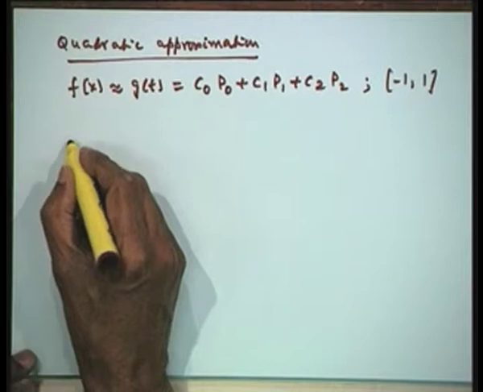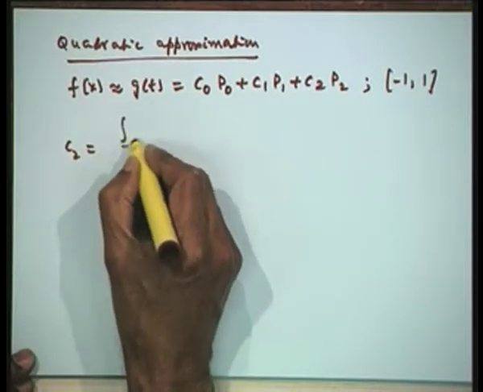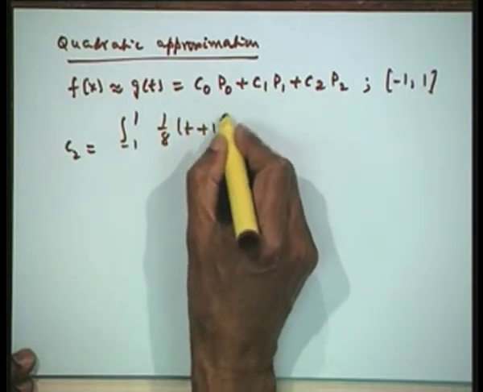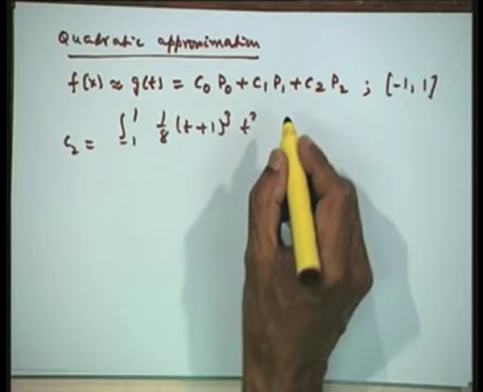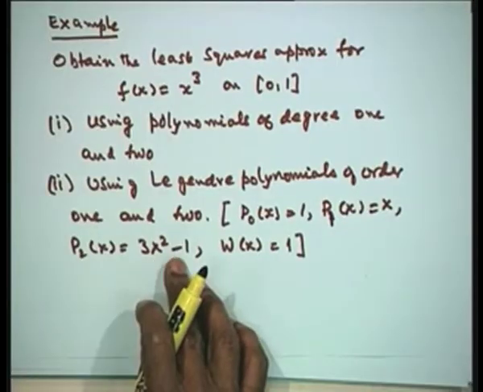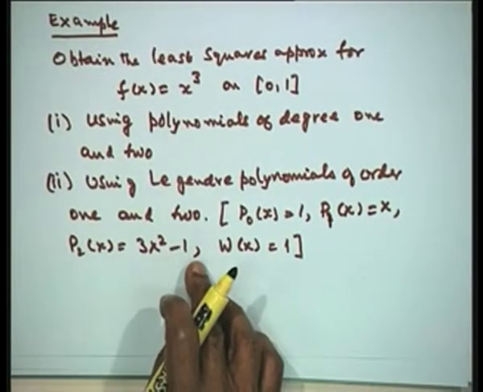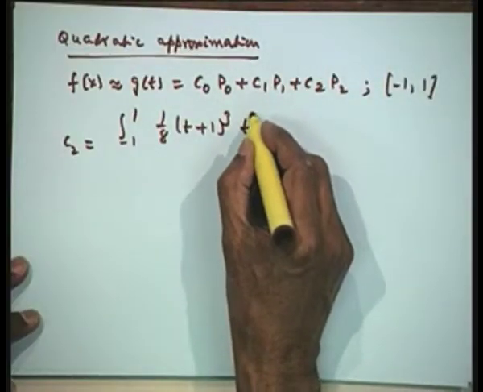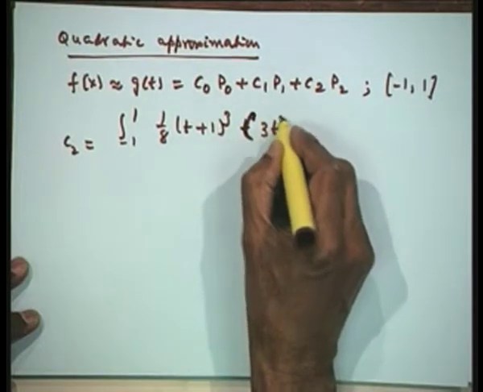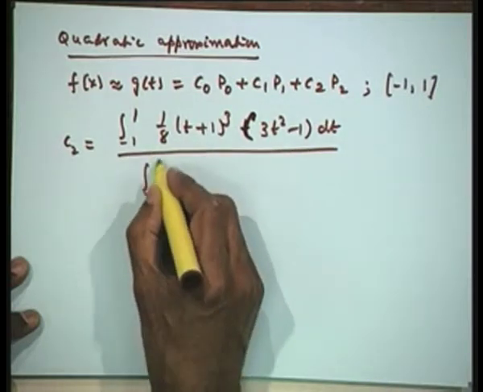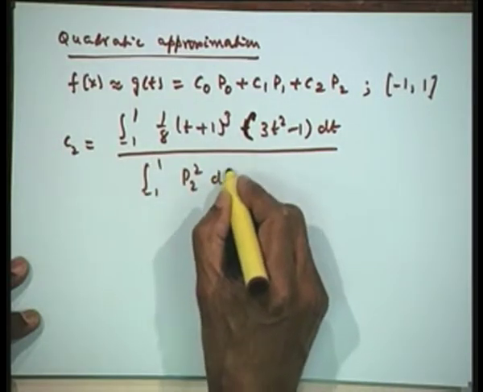So, I can now write down my C2 from here as the integral from minus 1 to 1 of 1 by 8 into t plus 1 whole cubed. Now, the expression for P2 is given in our problem. P2 is equal to 3x square minus 1, the variable is t now, so this is 3t square minus 1. So, I will have to use the value of P2 as, let us put a bracket here, 3t square minus 1 dt, divided by the integral from minus 1 to 1 of P2 square dt.